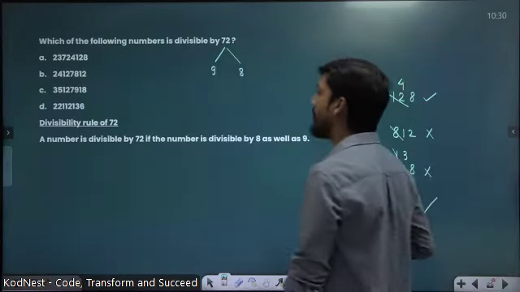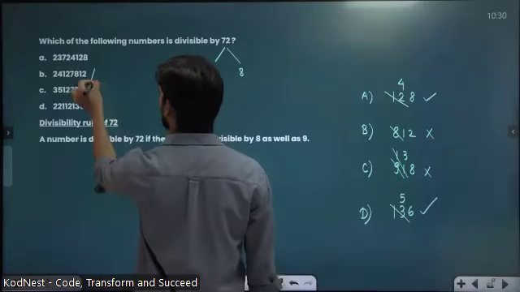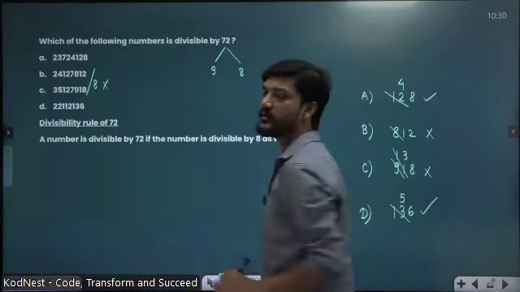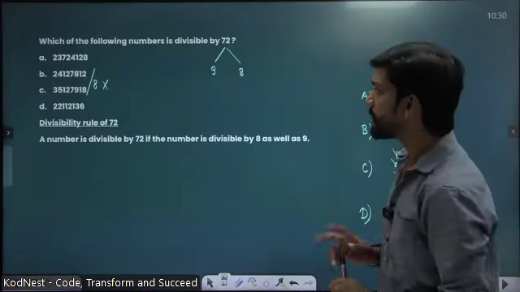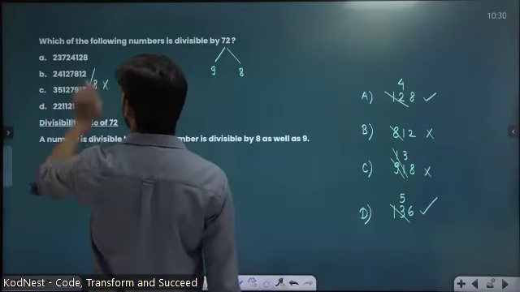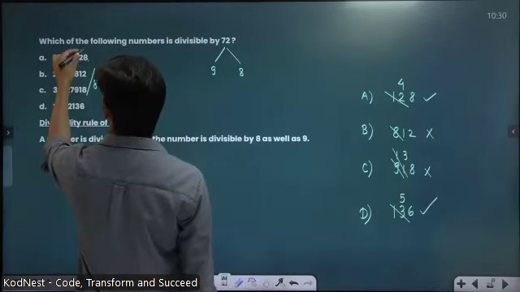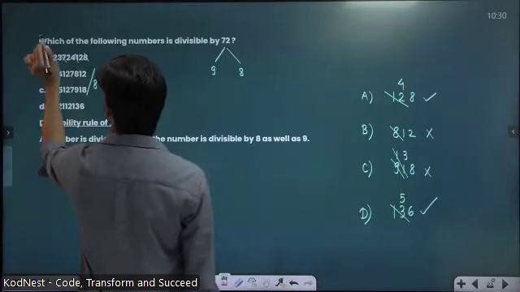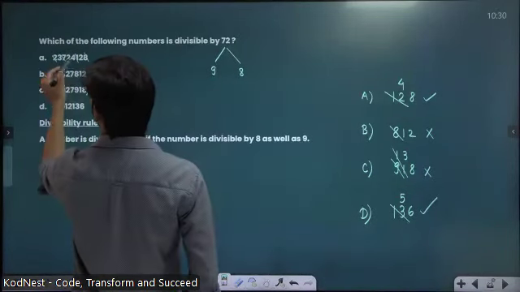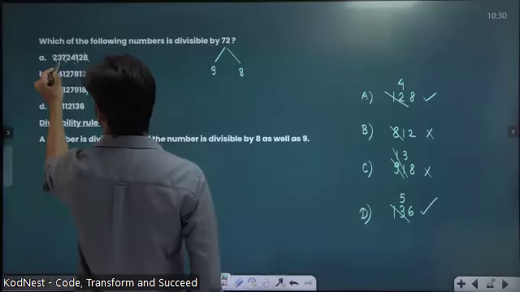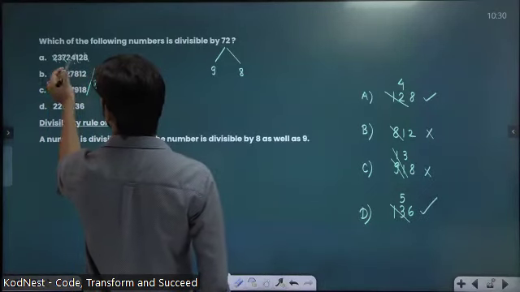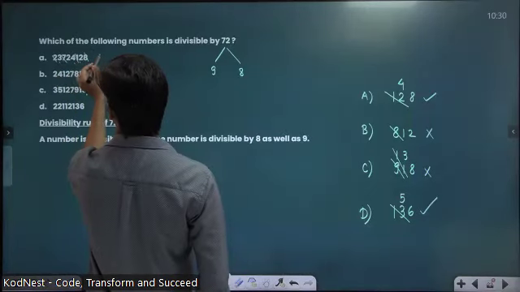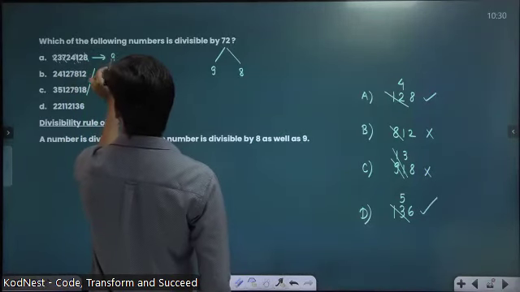So two options are removed because they are not divisible by 8. The remaining two options I will check with 9. So here I will calculate the sum. 8 plus 1, 9. 7 plus 2, 9. So 18. Then 4 plus 3, 7 plus 2, 9 plus 2, 11. Okay. So this one is not divisible by 9.